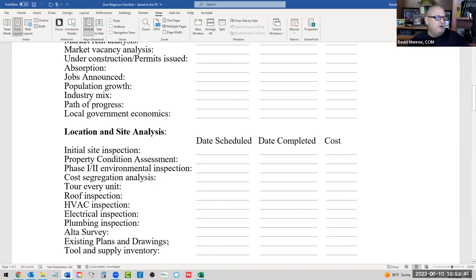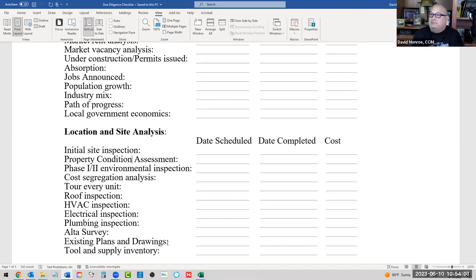Existing plans and drawings, if they have them. If the building was built in the 60s, 70s or older, they probably don't have them anymore. It's probably been through numerous owners. But if they are available, you want to ask for them. You just ask them if they have them available. They'll tell you yes or no. They don't want to hold on to that stuff.